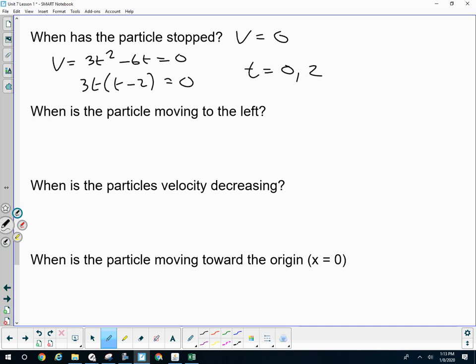We should be doing this ourselves. We do not have to copy stuff down, right? We know how to solve 3t squared minus 6t, which is the velocity equation. It gives me my exact velocities. Find out when my velocity equals 0.